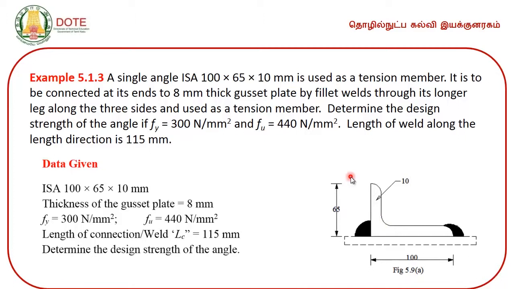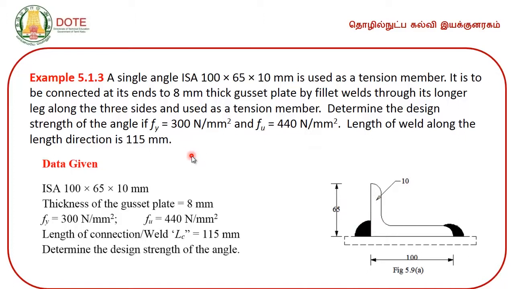And slowly we will get into the real picture. Of course, it is a single angle connected to a gusset plate, and two end connections are given. We will go through this example, which is designated as ISA, Indian Standard Angle of 100 by 65 by 10, used as a tension member, which is connected at its ends to a gusset plate. The dotted line shows the gusset plate, and this is the angle. The gusset plate thickness is 8 mm, whereas the angle thickness is 10 mm, and it is connected to the gusset plate.